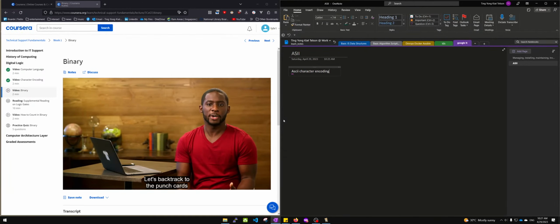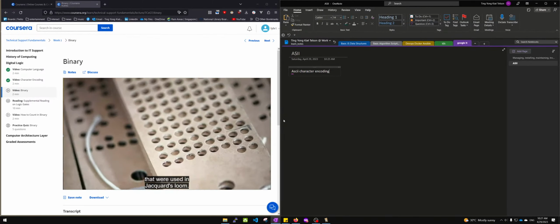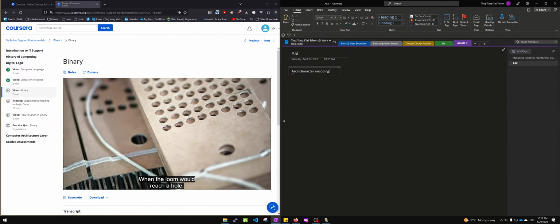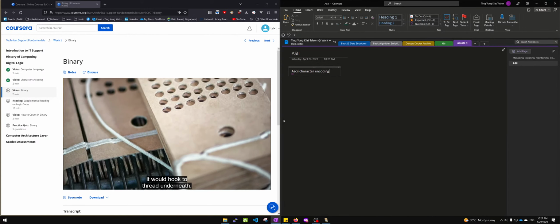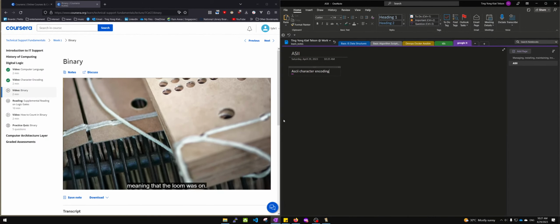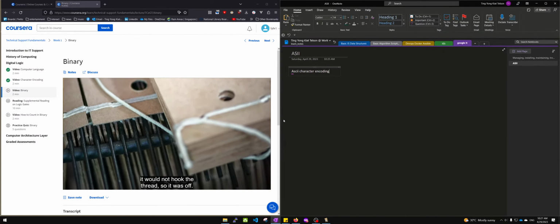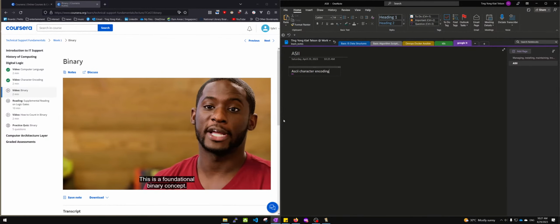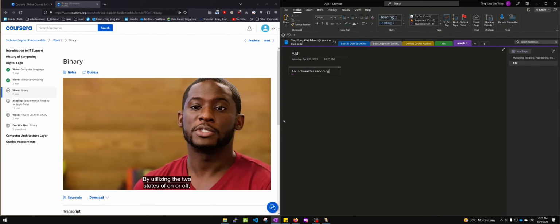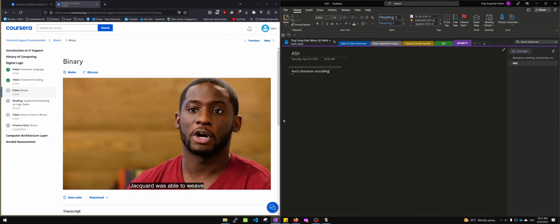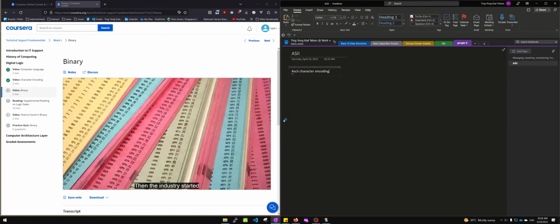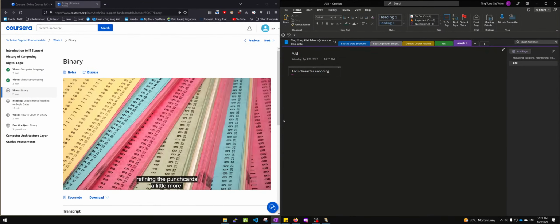Let's backtrack to the punch cards that were used in Jacquard's loom. Remember that the loom used cards with holes in them. When the loom would reach a hole, it would hook the thread underneath, meaning that the loom was on. If there wasn't a hole, it would not hook the thread, so it was off. This is a foundational binary concept. By utilizing the 2 states of on or off, Jacquard was able to weave intricate patterns into fabric with his looms. Then the industry started refining the punch cards a little more.